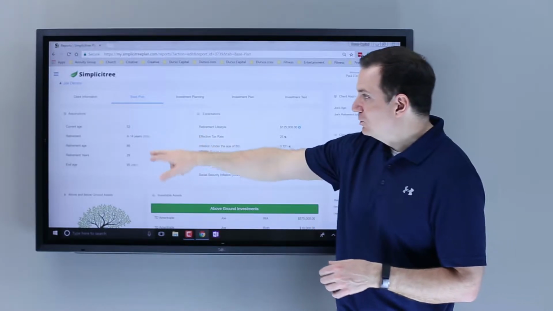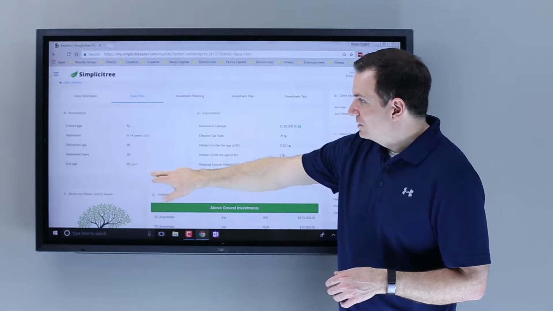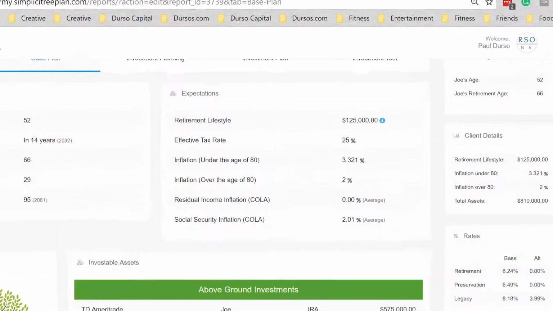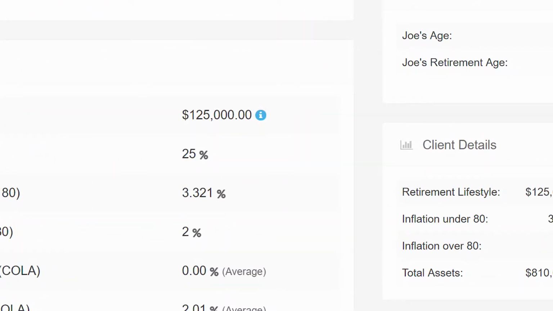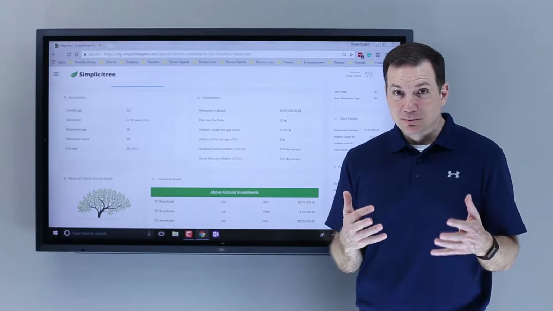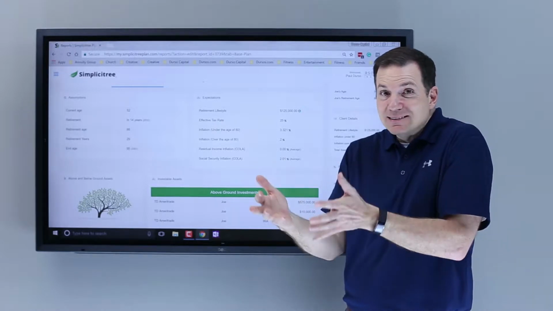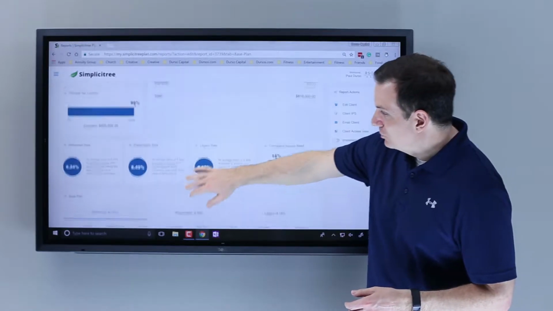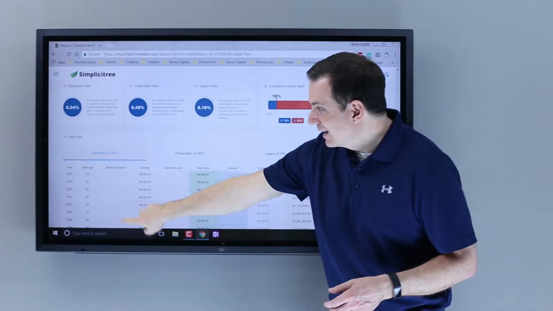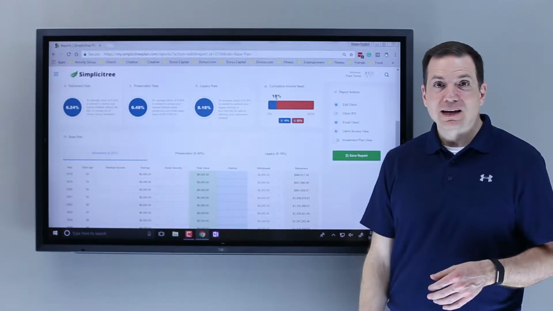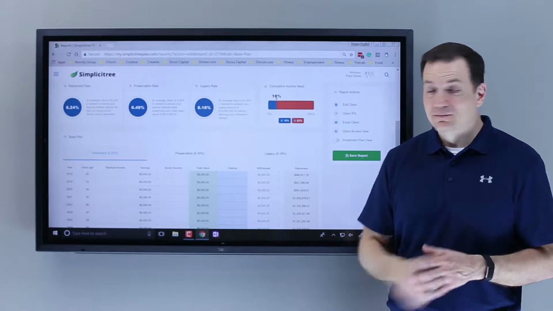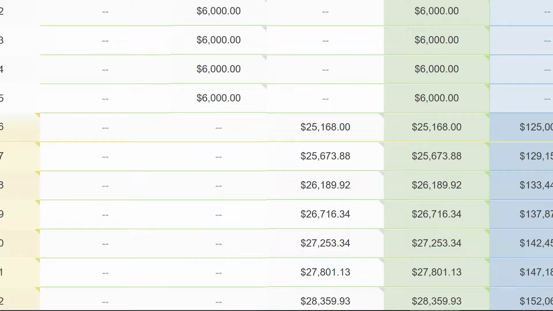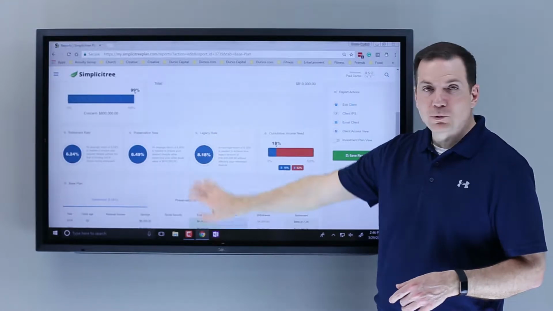Okay, so we got a 52-year-old retiring in 14 years. 66 is when he wants to retire. He wants to live on $125,000 a year. Now, to put that into perspective, he only has $810,000 today, and if we look into this future, he does not have any residual income. All he has to count on is Social Security. Okay? Zero pension, zero rentals, all he has is Social Security. How in the world are we going to do that?